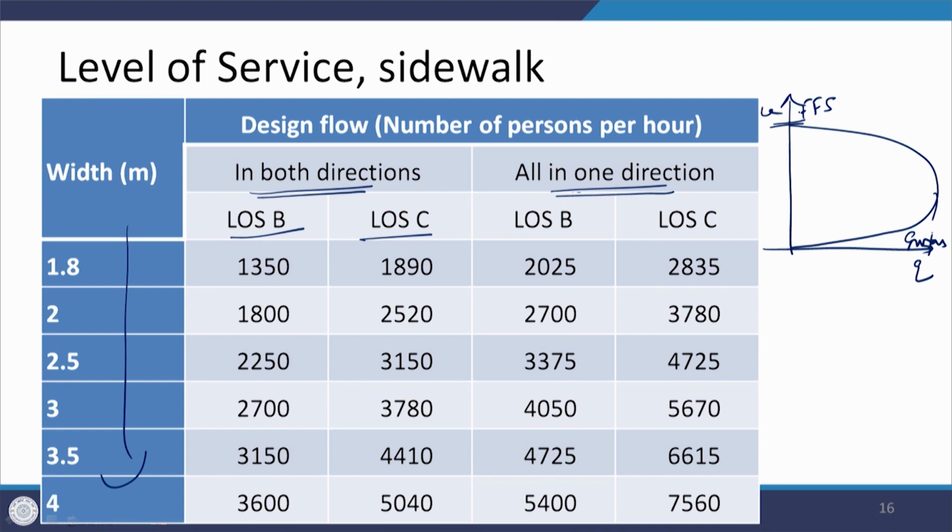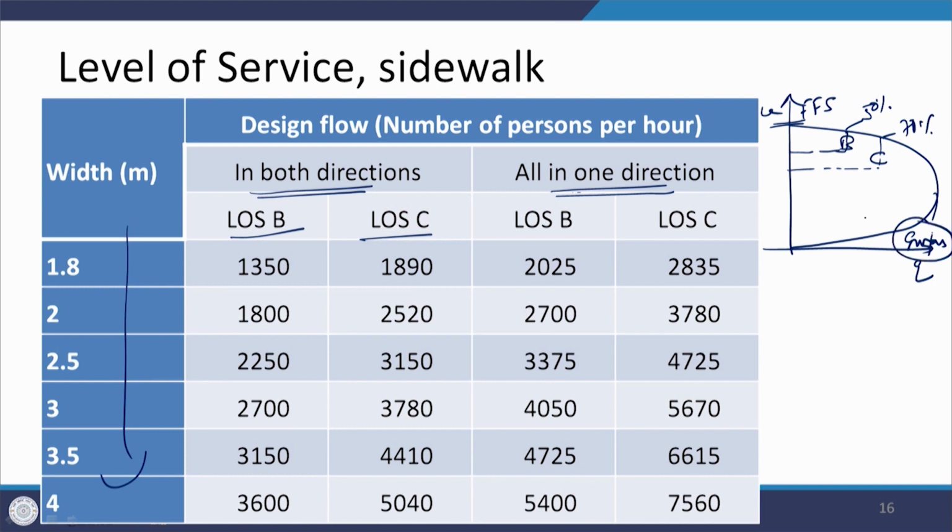Now, when we are looking at this LOS B and LOS C, then this LOS B is going to be something here, but when you are looking at LOS C, then it is going to be something like this, where what you found is that 50% and 70% are the values in terms of the Q maximum.